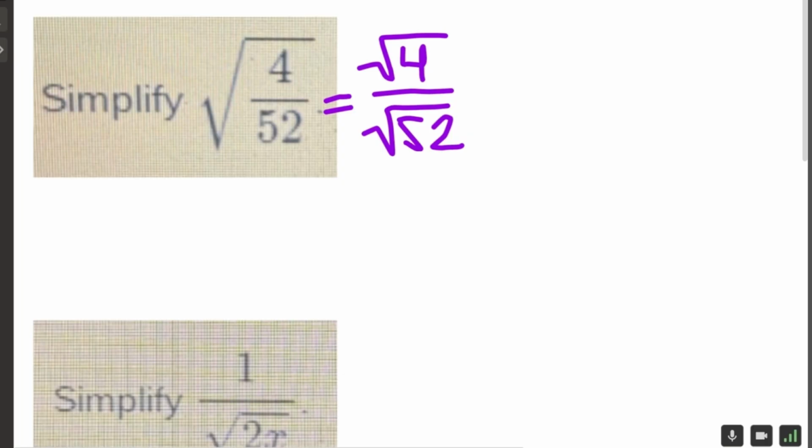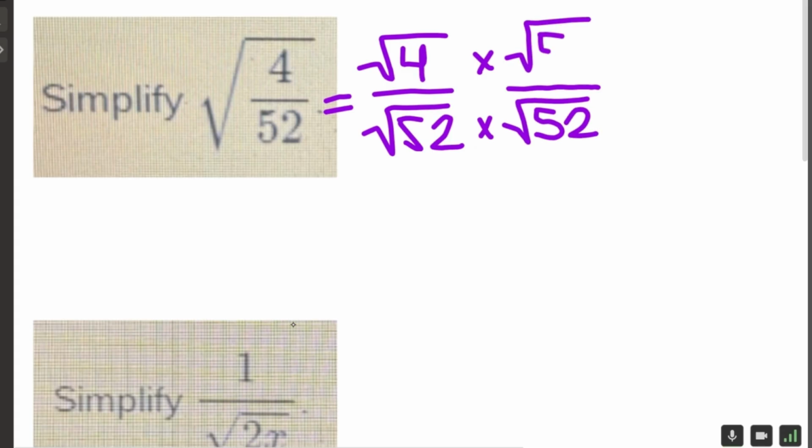So how do we get rid of that? Well, we can simply multiply the top and bottom by whatever that is, in this case square root of 52. So let's do that. Square root of 52, top and bottom, will help us get the radical out of the denominator. How are we able to get rid of it?